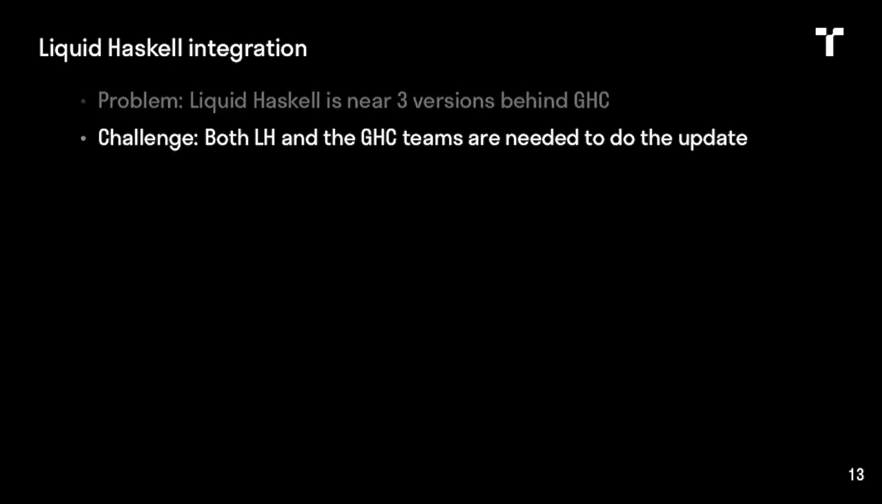So, but there's a challenge, which is that the information necessary to do the updates of Liquid Haskell is distributed between the Liquid Haskell developers and the GHC developers, and we would need to get that information together into the same heads. So, from the GHC developers' perspective, if a change in GHC breaks Liquid Haskell, it's going to be a challenge to figure out how the old behavior was used in Liquid Haskell, so it can be recovered or replaced. And Liquid Haskell is quite a piece of software.